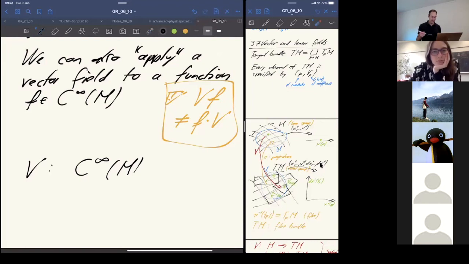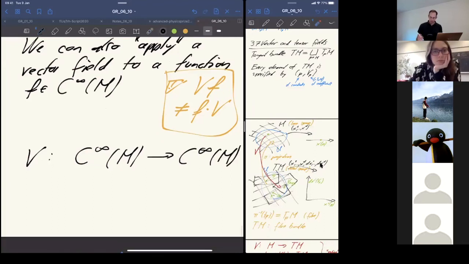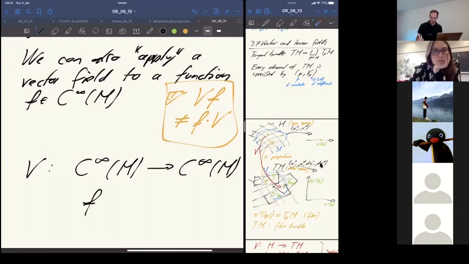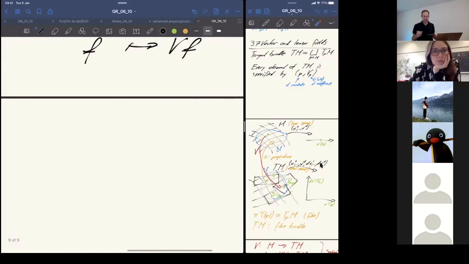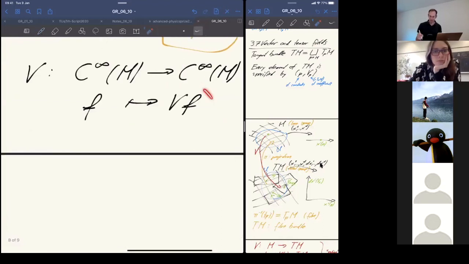So v can be applied on a function and generates a new function, C infinity m. What does it do? It takes the function, and as I said, the notation, the new function is called vf. Now, as usual, I need to tell you what this is. So far, I just told you there is some new function. So what is this new function?